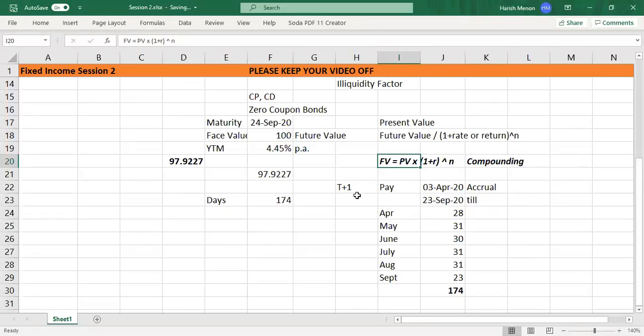If you know this formula, you can price any bond under the sun. I am not making it up. People unnecessarily complicate fixed income markets. It's easier than equity. Equity is very complicated. It's not easy to value. So this is how you get the price.